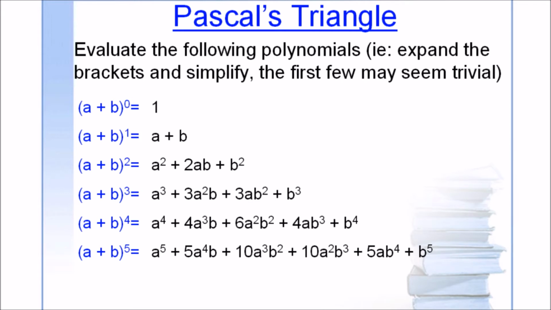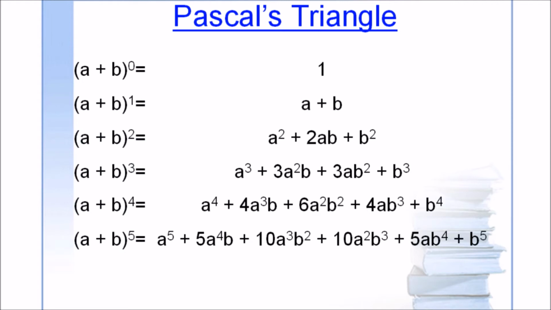Now before you click continue, take a look at all these expansions and see if you can find any patterns. One of the simple patterns that you may see is that for any expansion, the number of terms is equal to one more than the power. So for example, in the expansion of (a + b) to the power 3, there are 4 terms. Another pattern that you may notice is that each expansion starts with a to the power of the bracket and ends with b to the power of that same bracket.